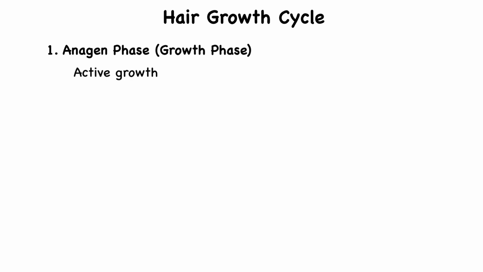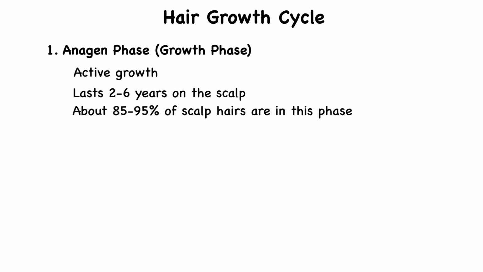Hair doesn't grow continuously. It actually grows in cycles. So let's talk about these different cycles of hair growth. The first part of hair growth is the anagen phase, or the growth phase. This is a phase of active growth, which lasts about 2 to 6 years on the scalp. About 85 to 90% of scalp hairs are in this phase.